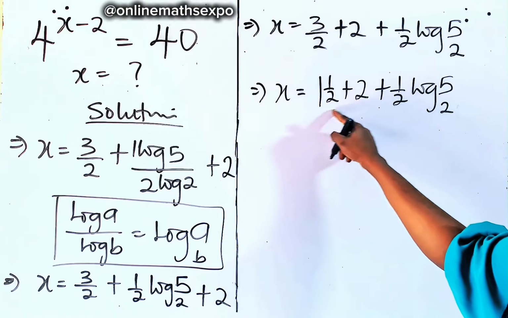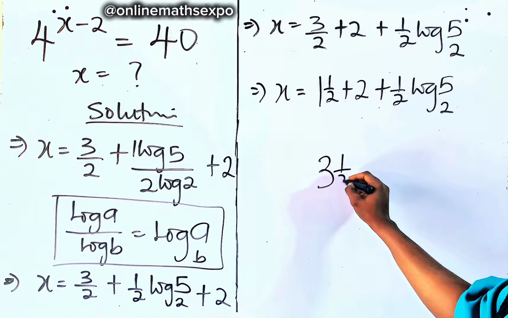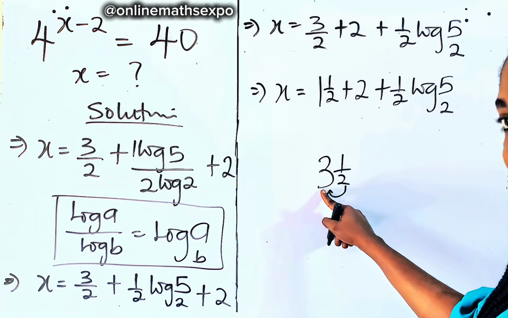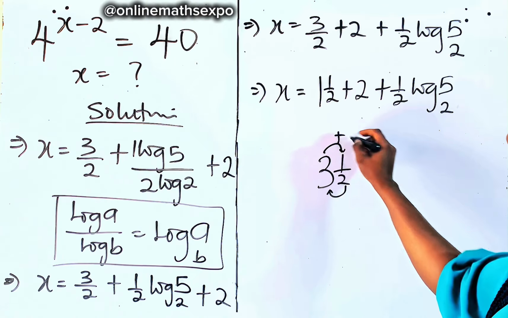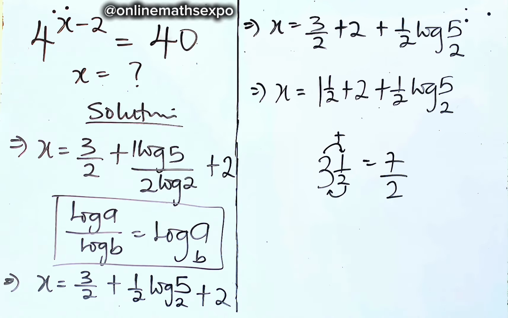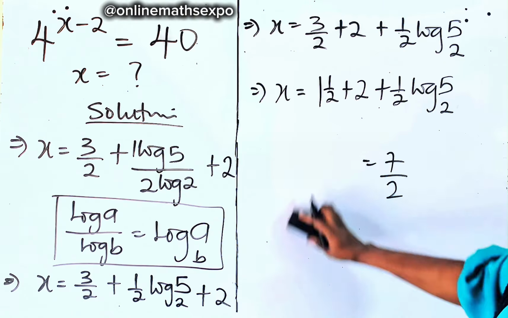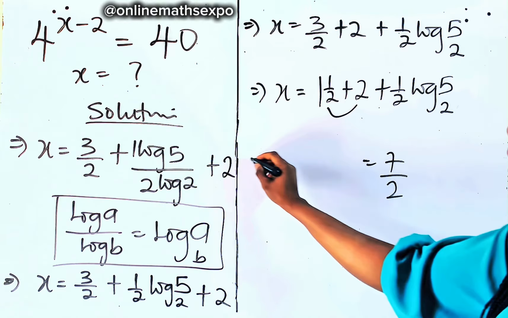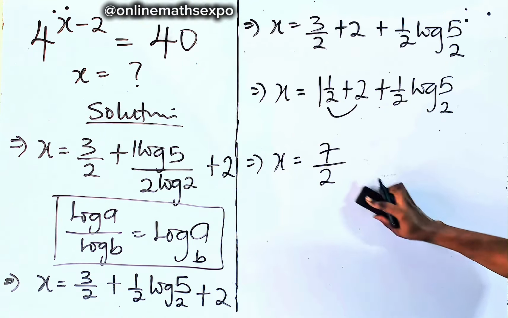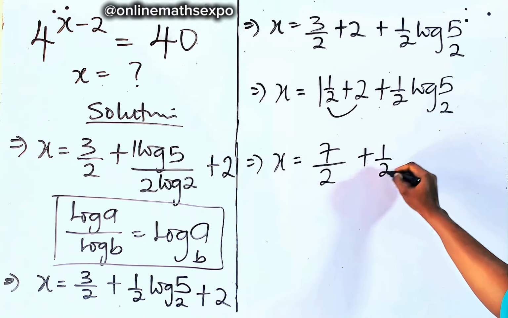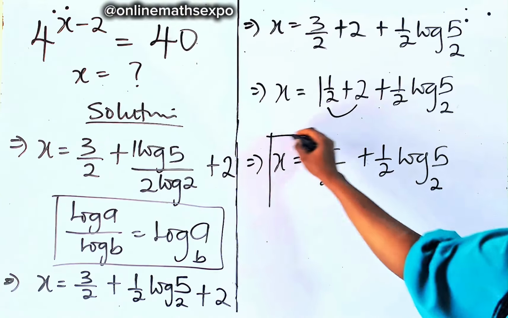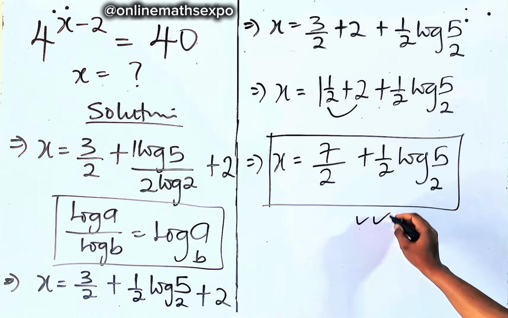And when you have these two, add them, it gives you 3 and 1/2. And that is the same as using this to multiply, gives you 6. And then add this to it, it gives you 7. So this is the same as 7 on 2. So in that case, adding this together has given us x is equal to 7 on 2 plus 1/2 of log of 5 base 2. And this gives us the simplified value of x.